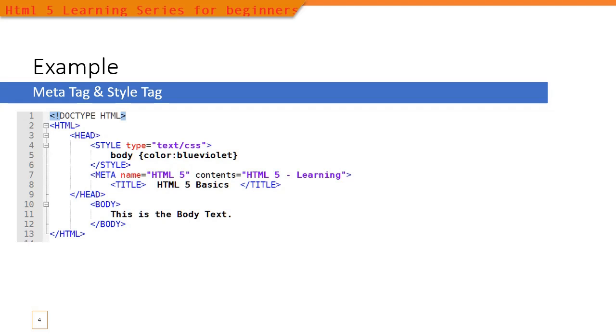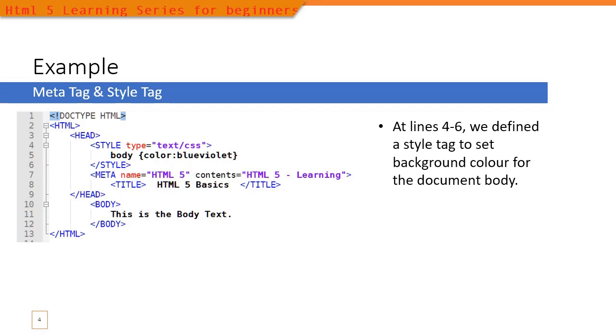So here is an example for meta tag and style tag. If you look at line 4 to 6, here we defined a style tag. So we defined the type here as CSS, which means cascading style sheet format. Then here we are defining style for the body tag. So that's why we first placed body. Then within curly braces, the style we define is color as blue violet.